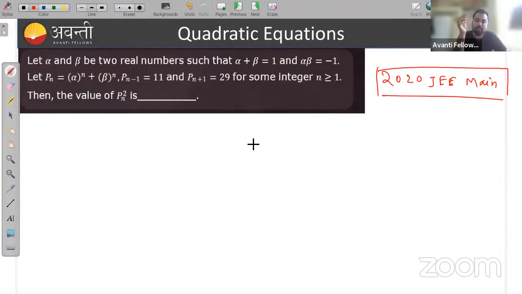It is given that sum of roots is 1, product of roots is -1. Then it is also given that Pn is equal to alpha to the power n plus beta to the power n. And Pn minus 1 is given as 11, Pn plus 1 is 29, for some integral values n greater than or equal to 1. You need to find the value of Pn square.